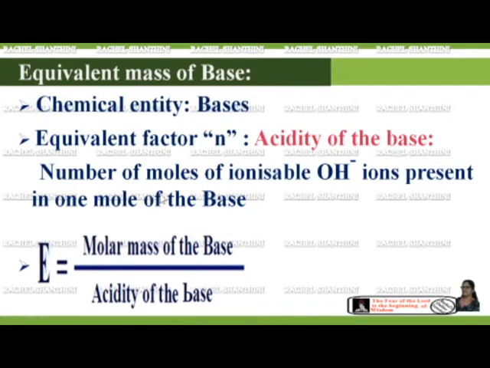Acidity of the base is nothing but the number of moles of ionizable OH minus ions present in 1 mole of the base. We know that gram equivalent mass equals molar mass divided by the N factor. So the gram equivalent mass of a base equals the molar mass of the base divided by the N factor. What is the N factor here? Acidity of the base.